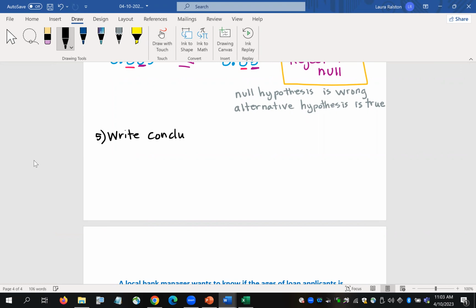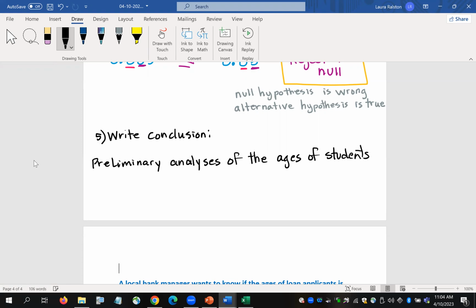Now, for the test for normality, again, that conclusion has very specific wording. We say preliminary analysis of the ages of students in fall 2022 is not normally distributed.